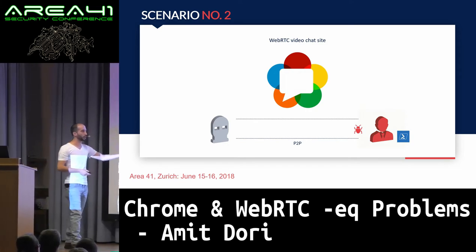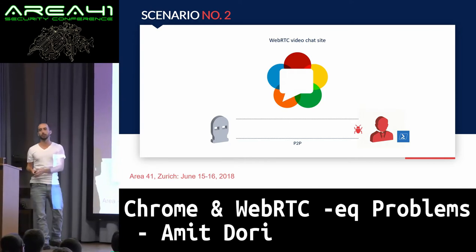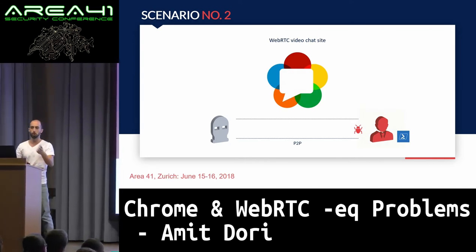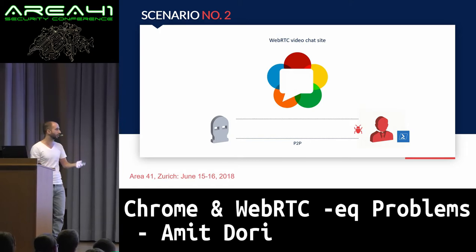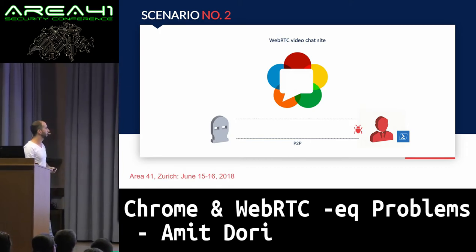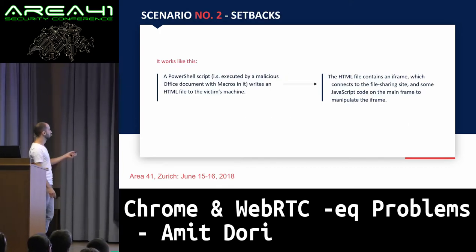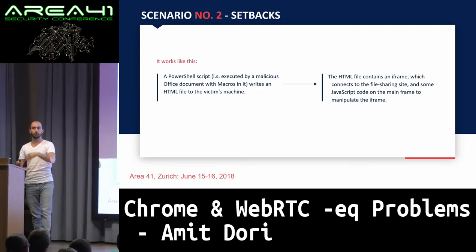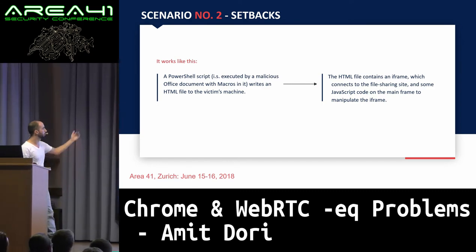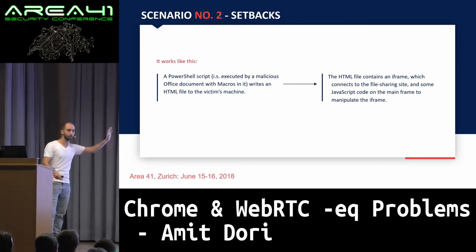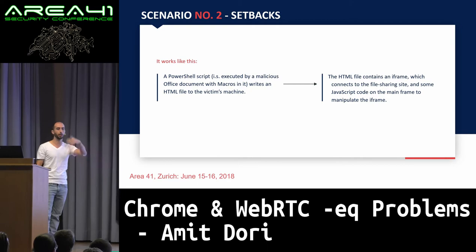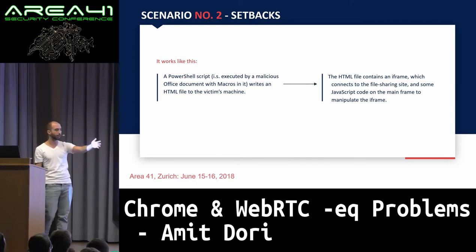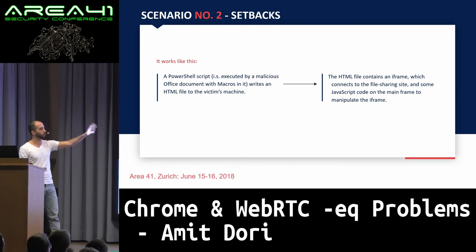And the way I chose to implement this, and I'm aware that this might not be the best way to do it, and you can do it in memory and not save anything to disk, but I chose to do it like that because it's easier. So, for example, the user was infected, a PowerShell is running, and it writes a local HTML file to the disk. It has an iframe connecting to that WebRTC file sharing site, and the main frame controls the iframe with JavaScript, eventually downloading the file.